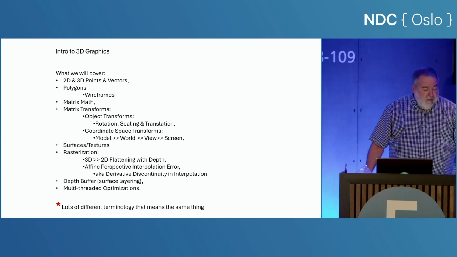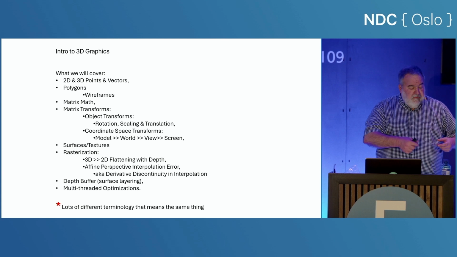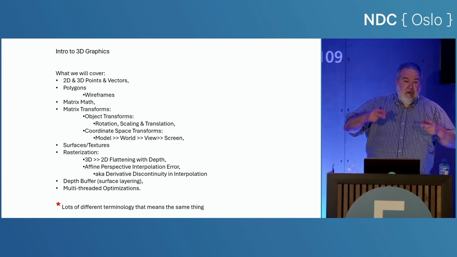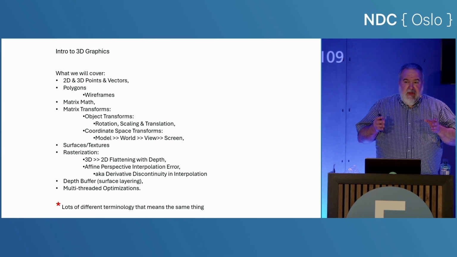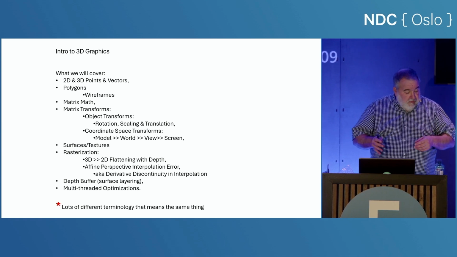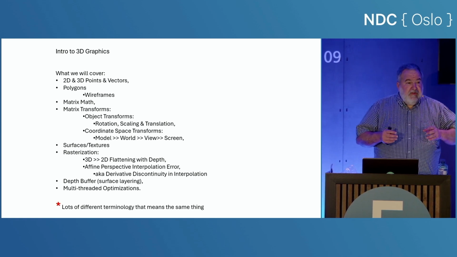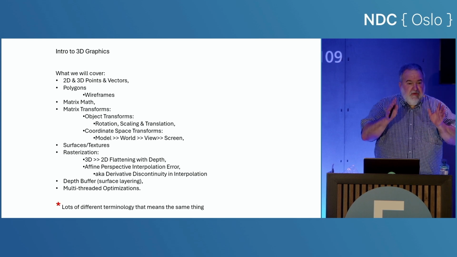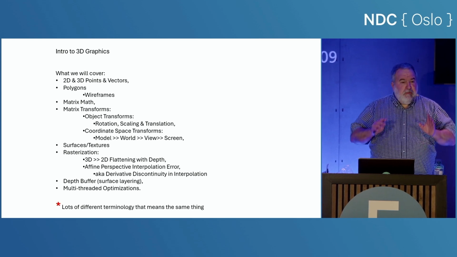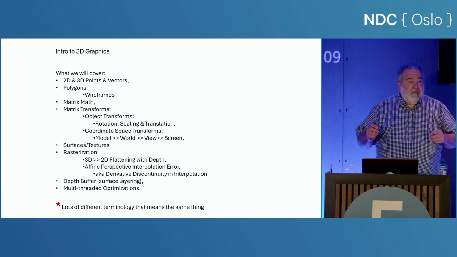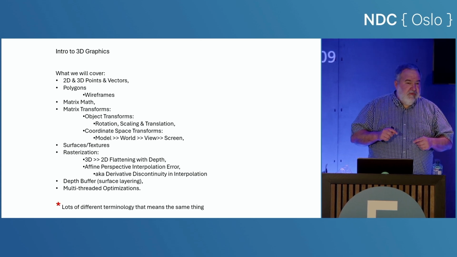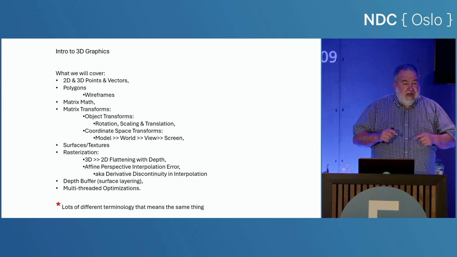We're going to learn a little bit about the difference between when you transform from a model to a world to a view and then the screen, and the matrix operations that do all those. We're going to talk about surfaces or textures. That's what you paint the surface with. They call them textures, but they're flat. We're going to learn what rasterization is and how that's actually done.